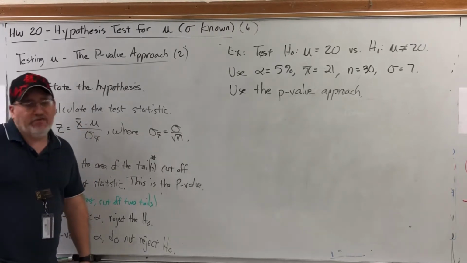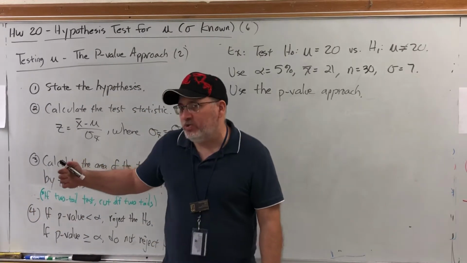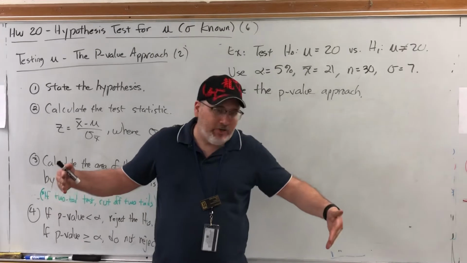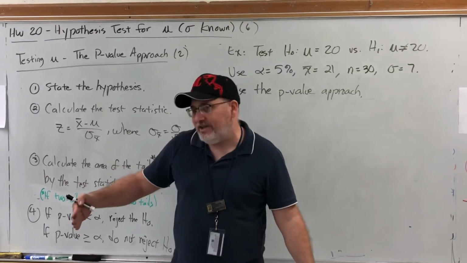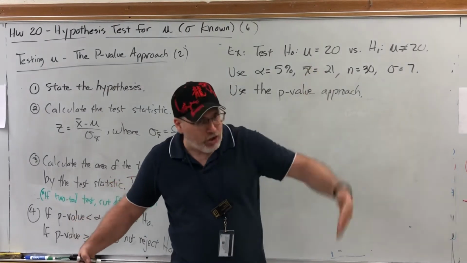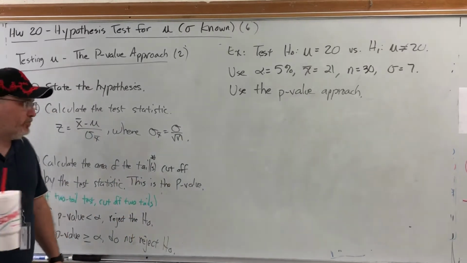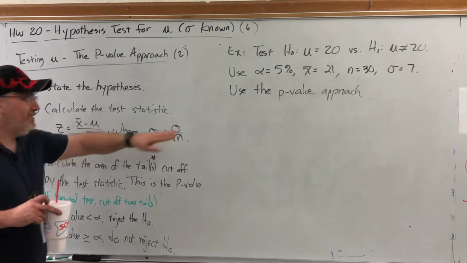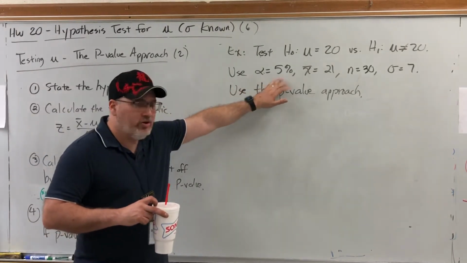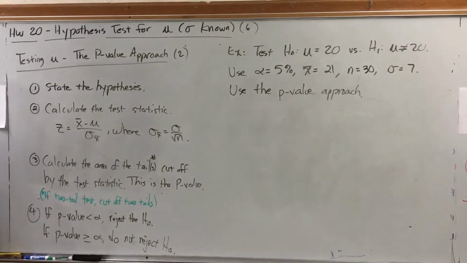But if z equals negative 2 and I were in the middle of a 2-tail test, I would cut off a left tail at z equals negative 2 and a right tail at z equals positive 2. The reason is you have to compare apples to apples, because that's what we're really comparing is areas. So in a 2-tail test, this represents the area of 2 tails, so you would need 2 tails to compare it to. So calculate the area of the tail or tails cut off by the test statistic.